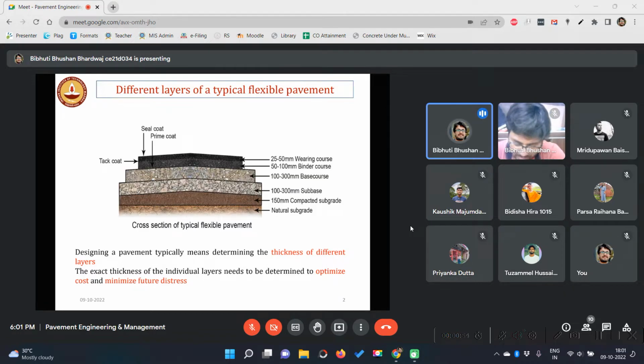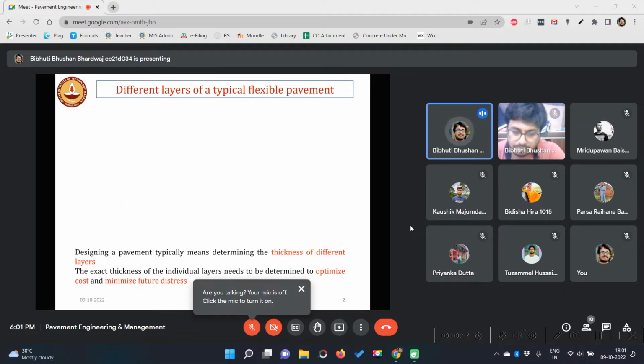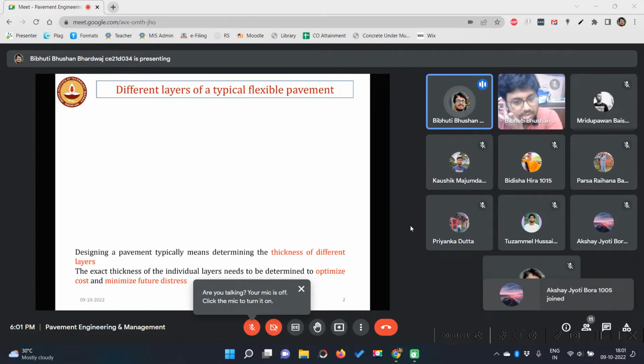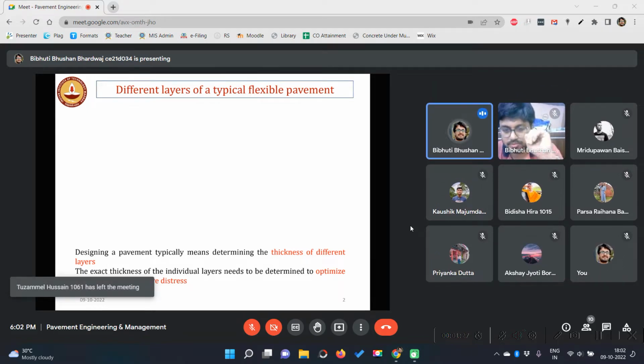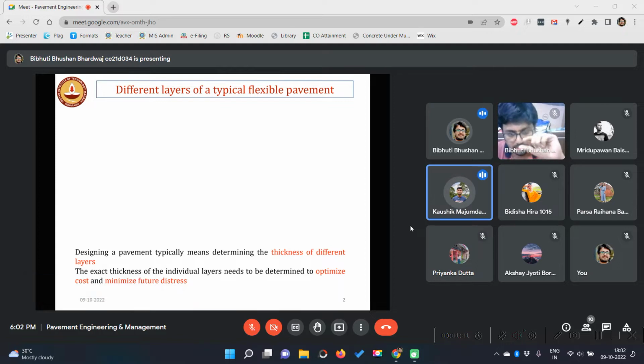So first we learned the different layers of flexible pavement. Can anybody recall what those layers were? Subgrade. Then what is the existing layer underneath the subgrade? Embankment. Okay. It's always better to come from the top, so you don't get confused. First is the wearing course or surface course. Then there's a binder course. Very good. Base course. Sub base course. Then subgrade.